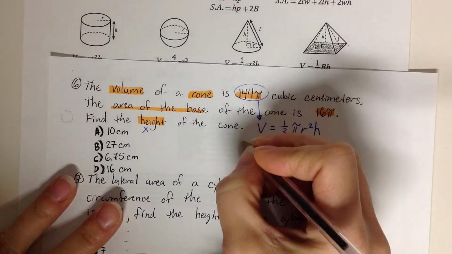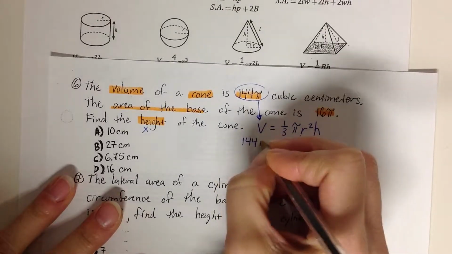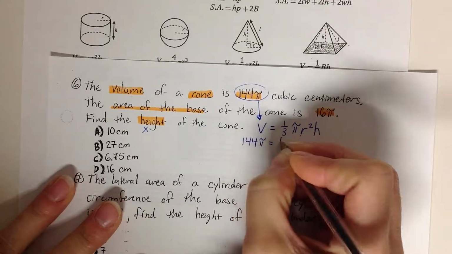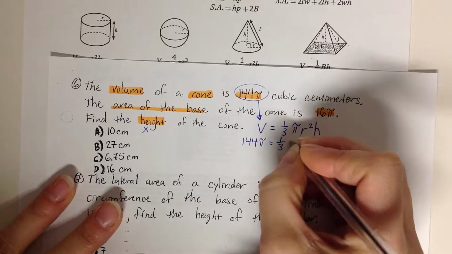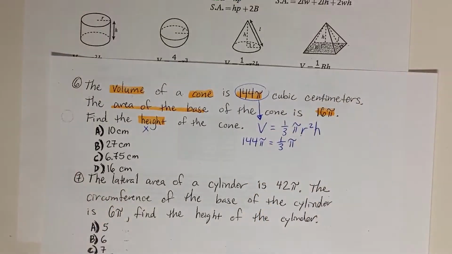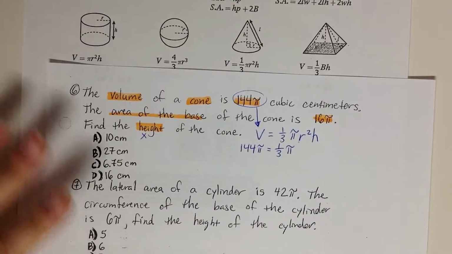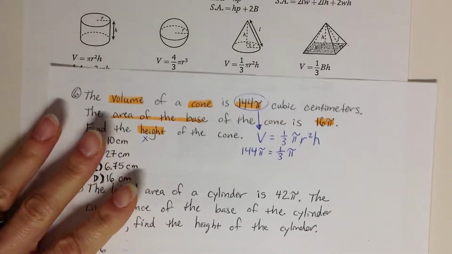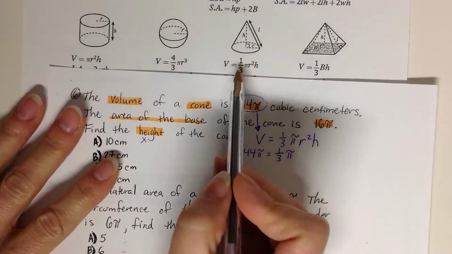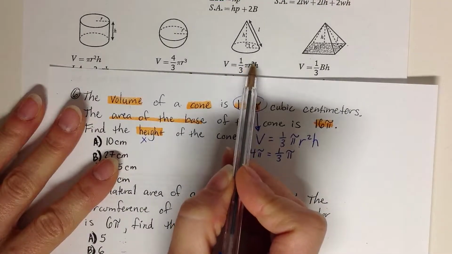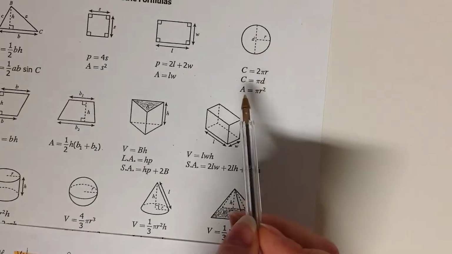So I can start by putting my volume in. Alright, and I'm kind of stuck here on radius, so I need to find that. So some students might actually, if they're very comfortable with their formula sheet and why these formulas are what they are, pi r squared, that is the area formula.